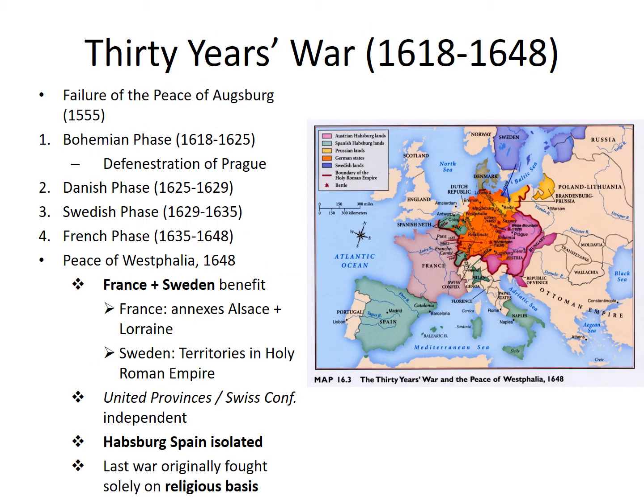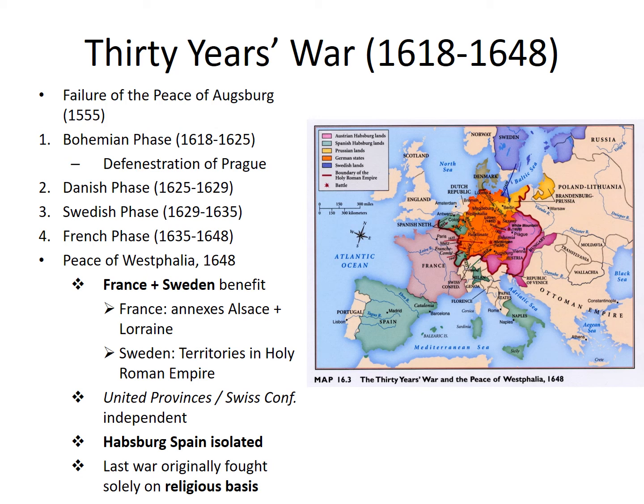The 30 Years' War, as I alluded to before, 1618 to 1648. This is the last war of religion. It starts off, anyways, as a war of religion, but by the end of the war, it's more about balance of power and politics than it is about religion. We see this begins with the failure of that Peace of Augsburg that had maintained peace throughout the German provinces, with the princes choosing what religion their principality would be.